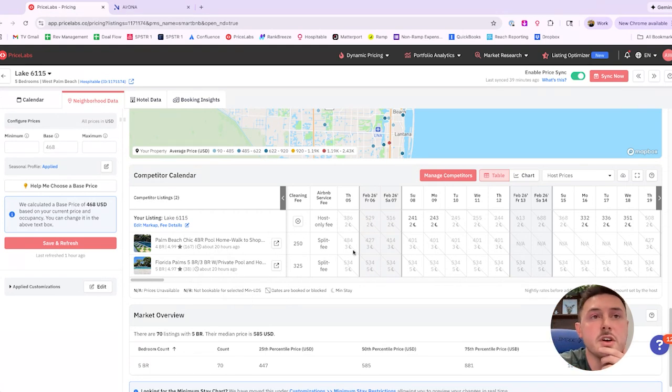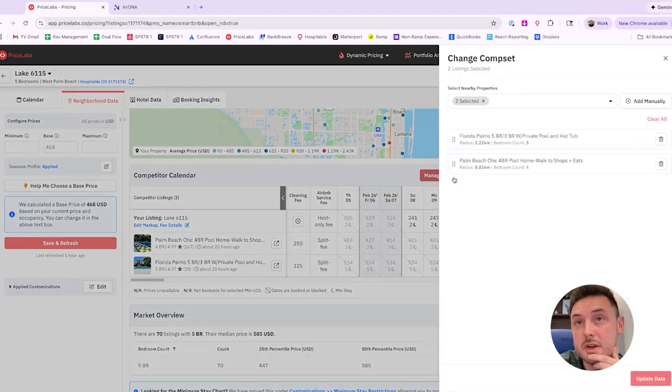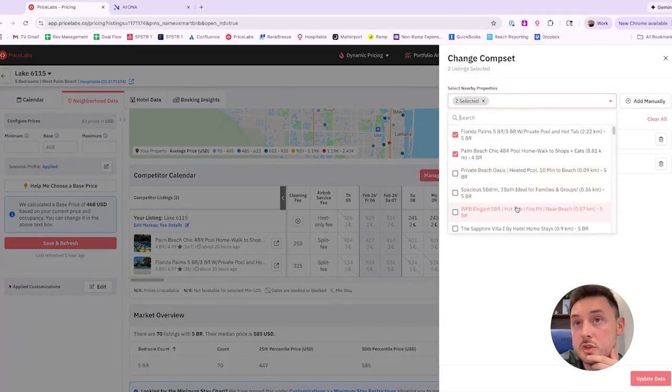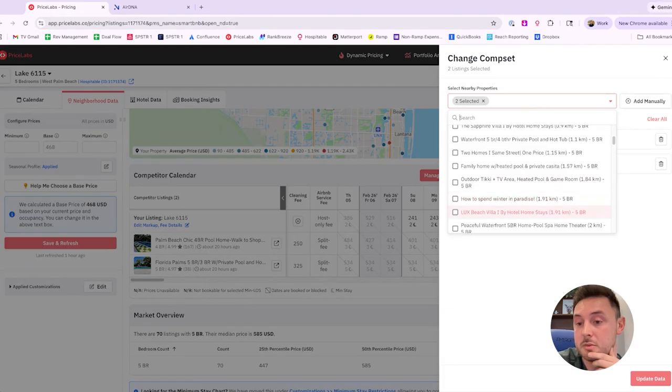But just starting off here, I have 2 competitors picked out that I like to keep an eye on for this market. For this, again, it's a 5-bedroom in this market. I found 2 others, actually this one's a 4-bedroom that I priced against. This one down here is a 5-bedroom. How you use this is you click Manage Competitors and select Nearby Properties. Super cool tool. You can just scroll down. It pulls up based on those parameters you set at the top.